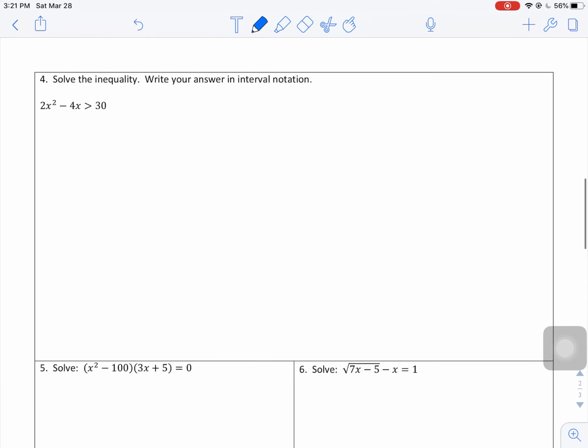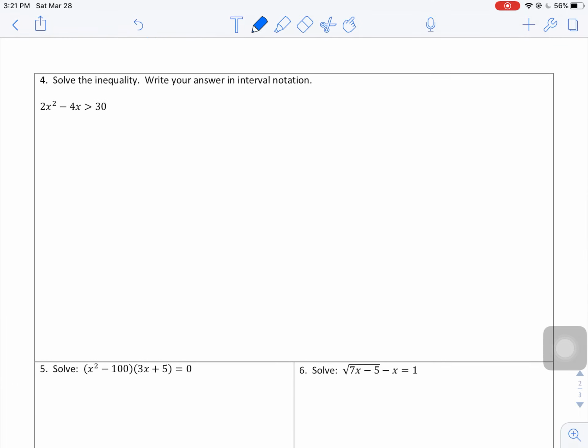So number 4, this is a blast from the past. This is from first semester. We want to solve this inequality and then write our answer in interval notation. Since we see an x squared term and an x term, we want to get everything on one side of the inequality so that we can set it equal to 0, so that hopefully we'll be able to factor. So I'm going to subtract 30 from both sides of the inequality. That way everything is on one side with 0 on the other side.